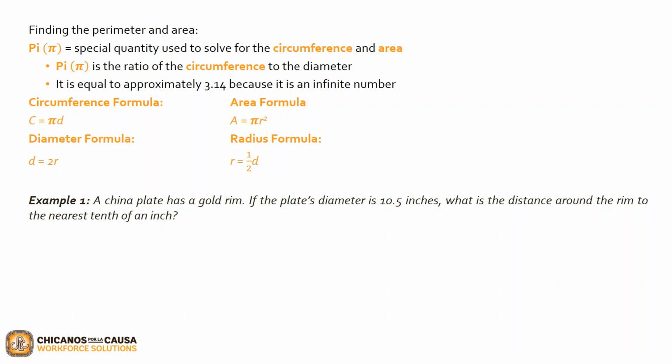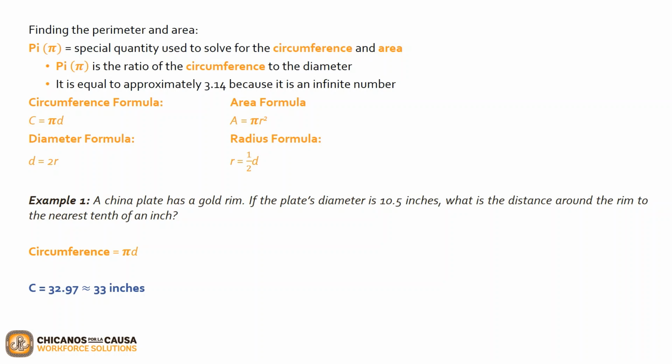A china plate has a gold rim. If the plate's diameter is 10.5 inches, what is the distance around the rim to the nearest tenth of an inch? So in this example, they are asking us to find the circumference. Remember, the circumference is the distance around the circle. In this example, it will be around the gold rim. So then we're going to use the formula circumference equals pi times diameter.